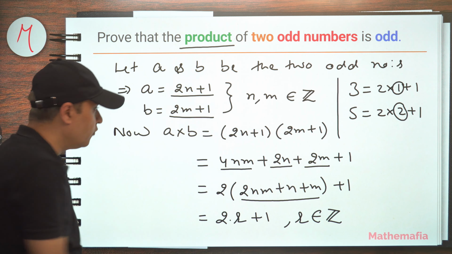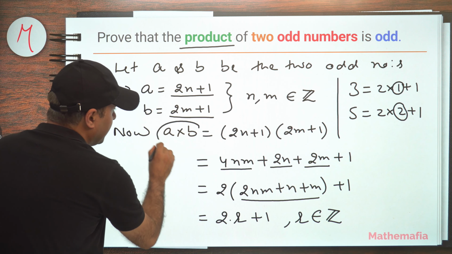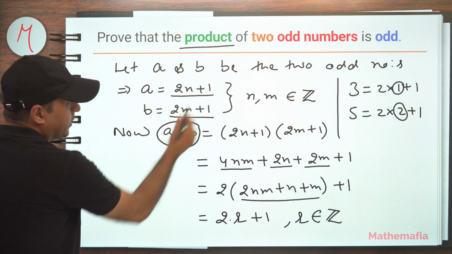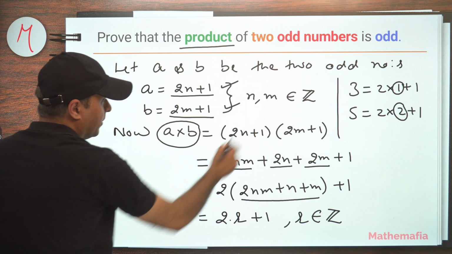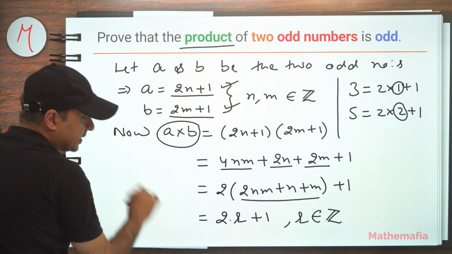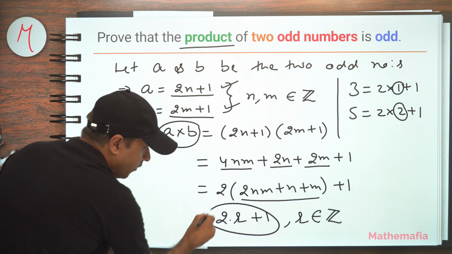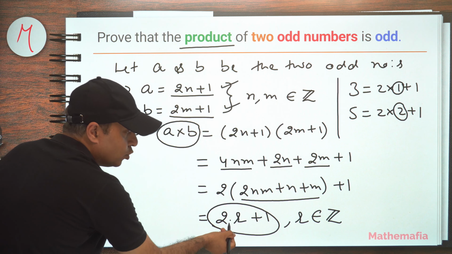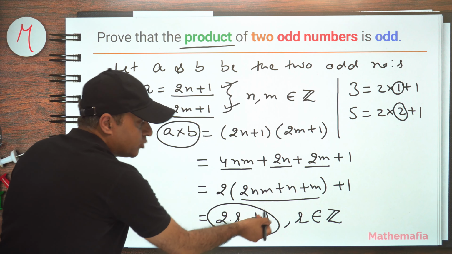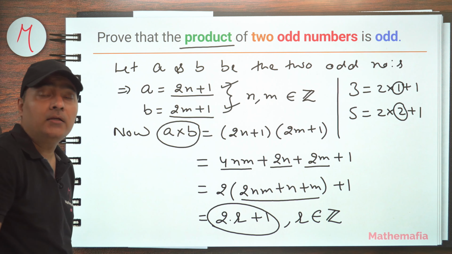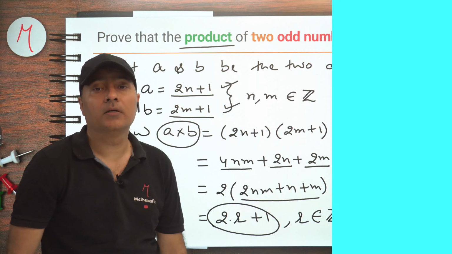So that's it. That's what we wanted to prove, that if we multiply two odd numbers, so this is an odd number, this is an odd number, we multiply two odd numbers and the result is of the form 2 into an integer plus 1, which is again an odd number, right?